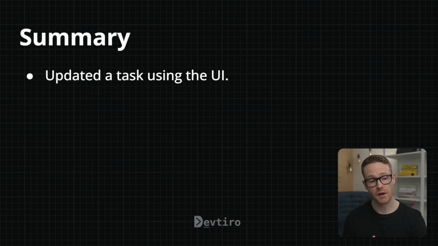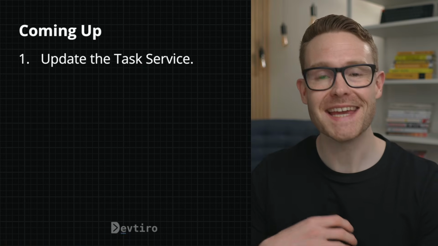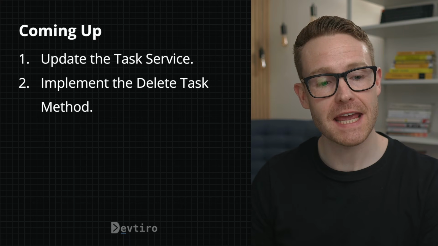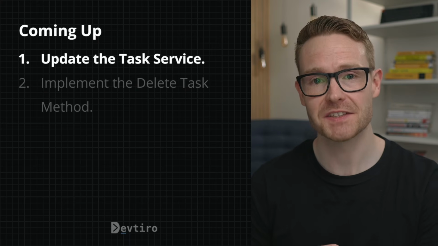So in summary, we've updated a task using the user interface. So we can now create a task, we can list a task, and we can update a task. Let's now implement the business logic to delete a task. So here's what we have coming up in this lesson. We're going to update the task service to add the delete task method, and we're going to implement the delete task method. So let's get started and update the task service interface.